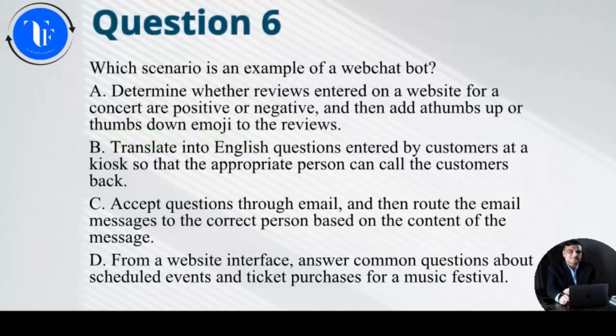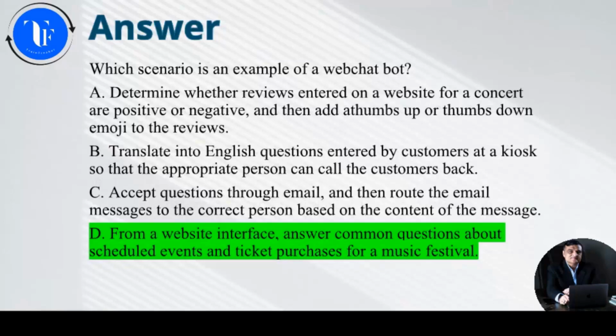Question 6. Which scenario is an example of a web chat bot? A. Determine whether reviews entered on a website for a concert are positive or negative, and then add a thumbs up or thumbs down emoji to the reviews. B. Translate into English questions entered by customers at a kiosk so that the appropriate person can call the customers back. C. Accept questions through email, and then route the email messages to the correct person based on the content of the message. D. From a website interface, answer common questions about scheduled events and ticket purchases for a music festival. Answer is D. From a website interface, answer common questions about scheduled events and ticket purchases for a music festival.